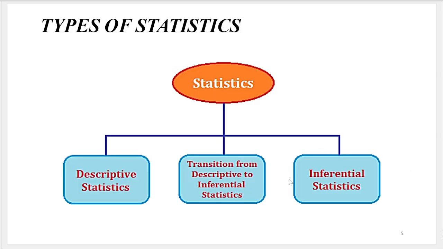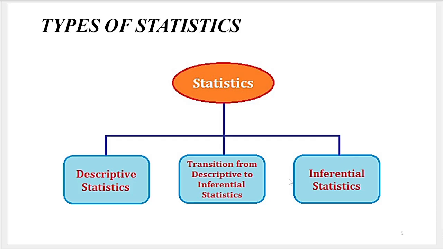Types of statistics. In statistics, we generally divide the field into two main types: descriptive statistics and inferential statistics. And today we will also understand how we move from one to the other.